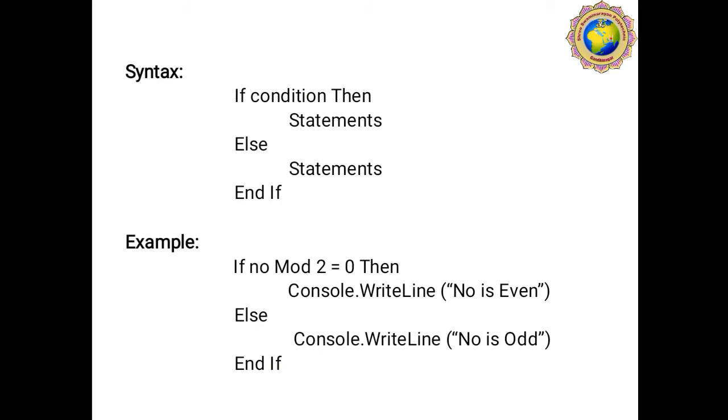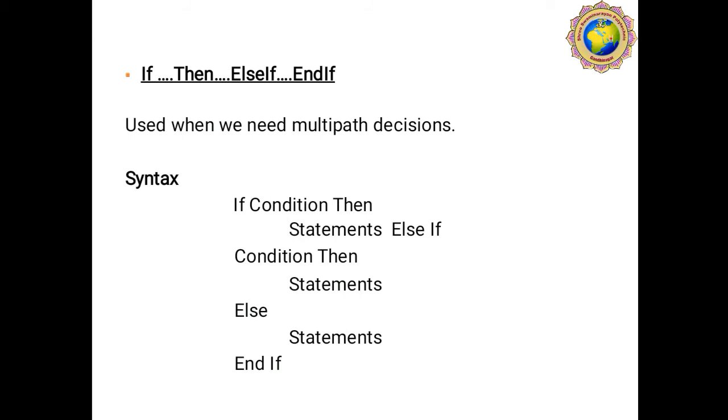So that depends on the condition. If number mod 2 = 0, then the answer is console.writeLine number is even. But if the number mod 2 = 1, then the else portion is active for the execution and gives the output as the number is odd. Okay, and then end if. Next, the if else if statement.